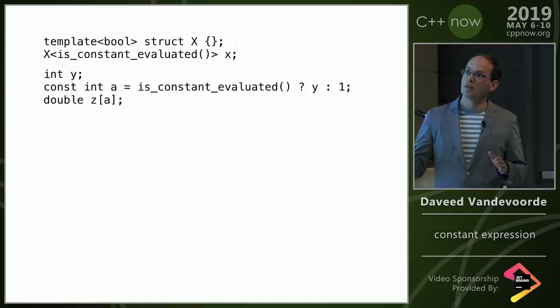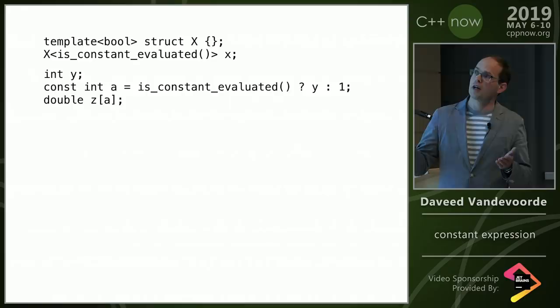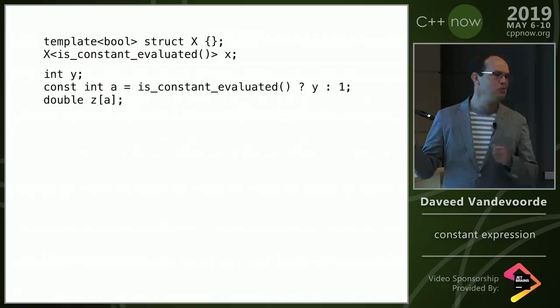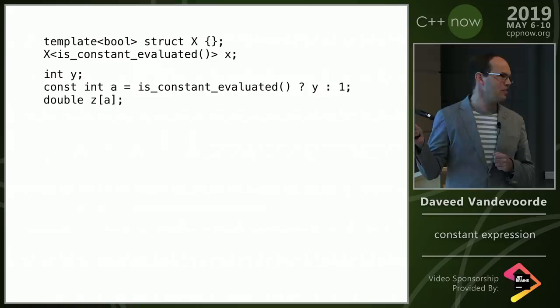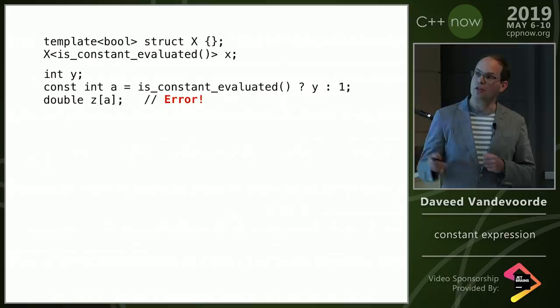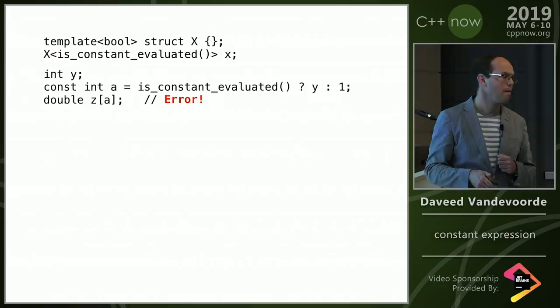So now I'm going to have to evaluate this with is constant evaluated equal to false. Ironically, when I do that, I get a constant. But it's too late. This is dynamic initialization, and this thing is an error. You cannot dimension an array with a non-constant. All right? So that's a little interesting, I thought.